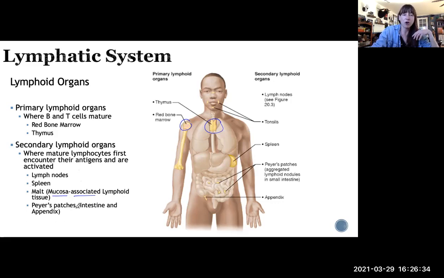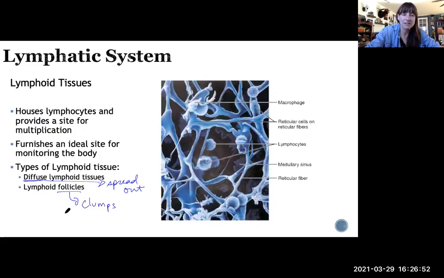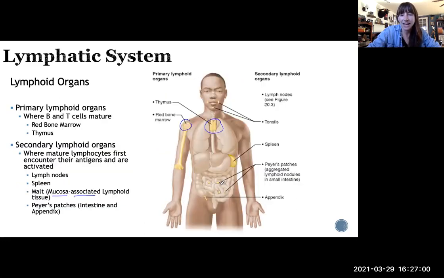And then finally, you have what are called Peyer's patches. These are associated specifically with the intestine and the appendix. They're little patches or nodules of lymphoid tissue, places where this lymphoid tissue is concentrated, specifically at the intestines and the appendix. I don't think I have a slide dedicated to the appendix, but I was doing a little bit of reading. It seems to have some functions of the immune system.